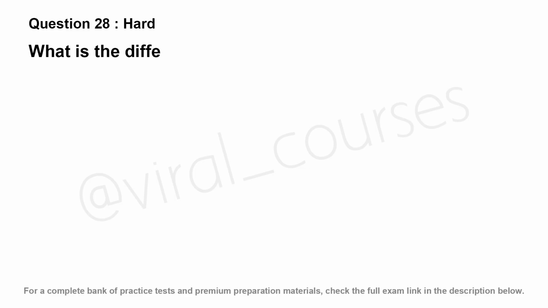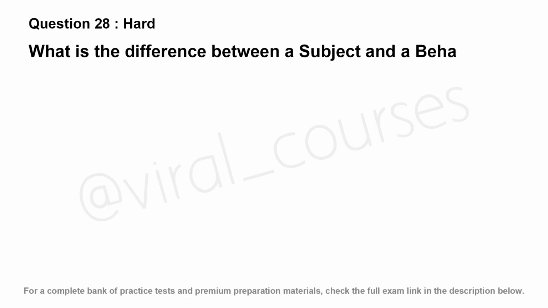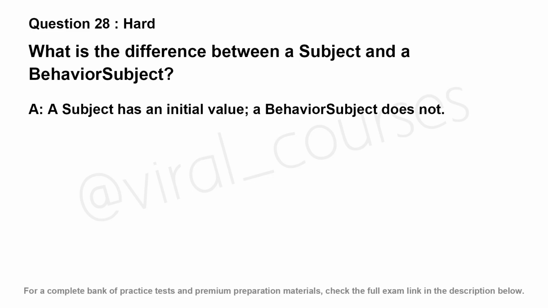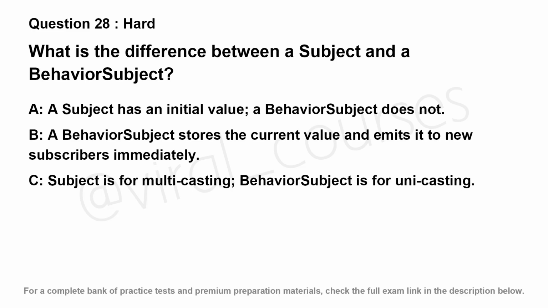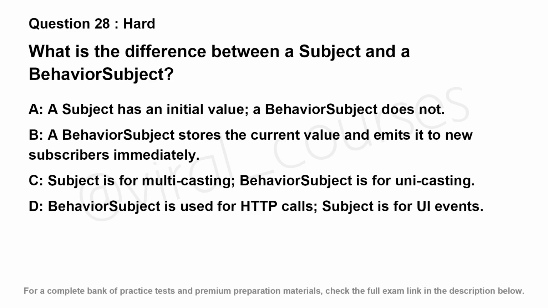What is the difference between a Subject and a BehaviorSubject? Option A. A Subject has an initial value. A BehaviorSubject does not. Option B. A BehaviorSubject stores the current value and emits it to new subscribers immediately. Option C. Subject is for multicasting. BehaviorSubject is for unicasting. Option D. BehaviorSubject is used for HTTP calls. Subject is for UI events.